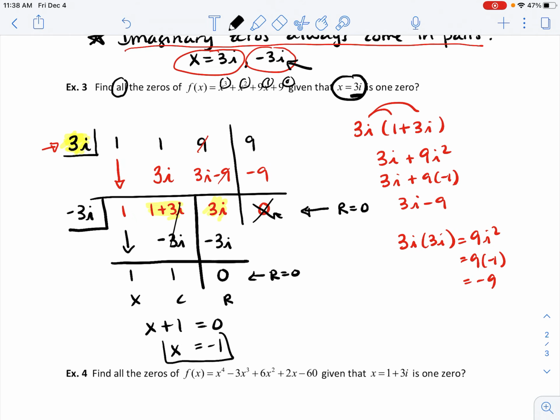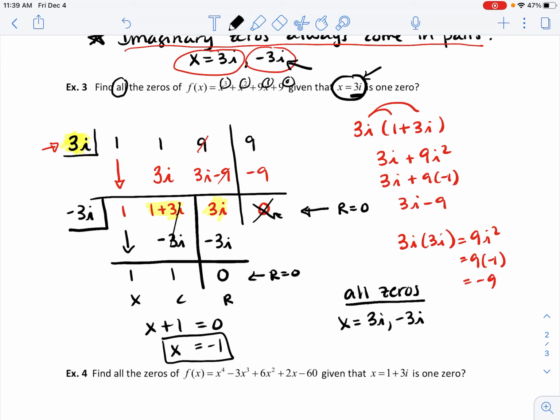So look, if I wanted to answer the question here, what are all the zeros? Okay, well, here we go. It's x equals 3i. That's the one they gave me. It's x equals -3i. How did I know it's negative?